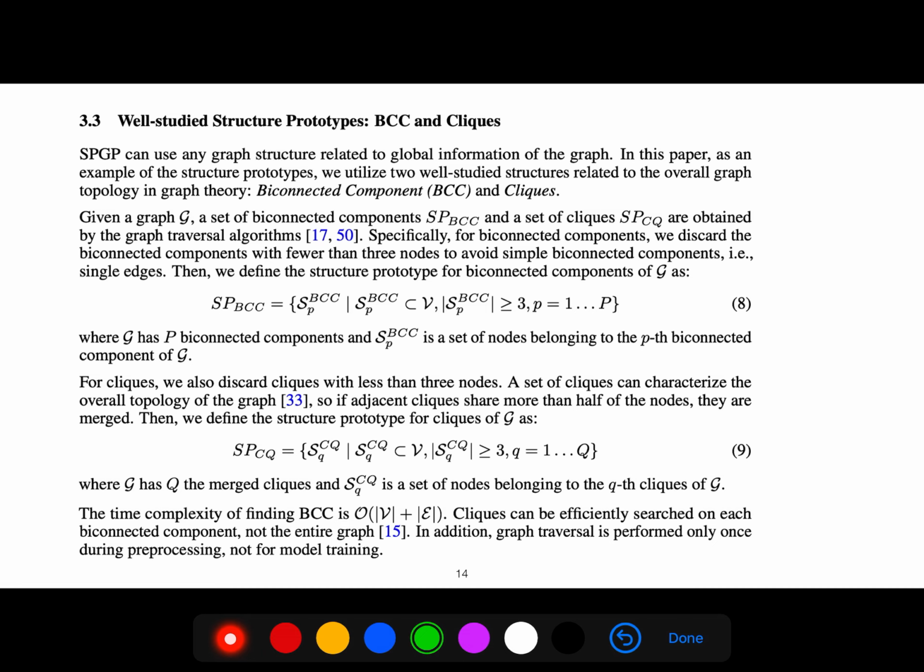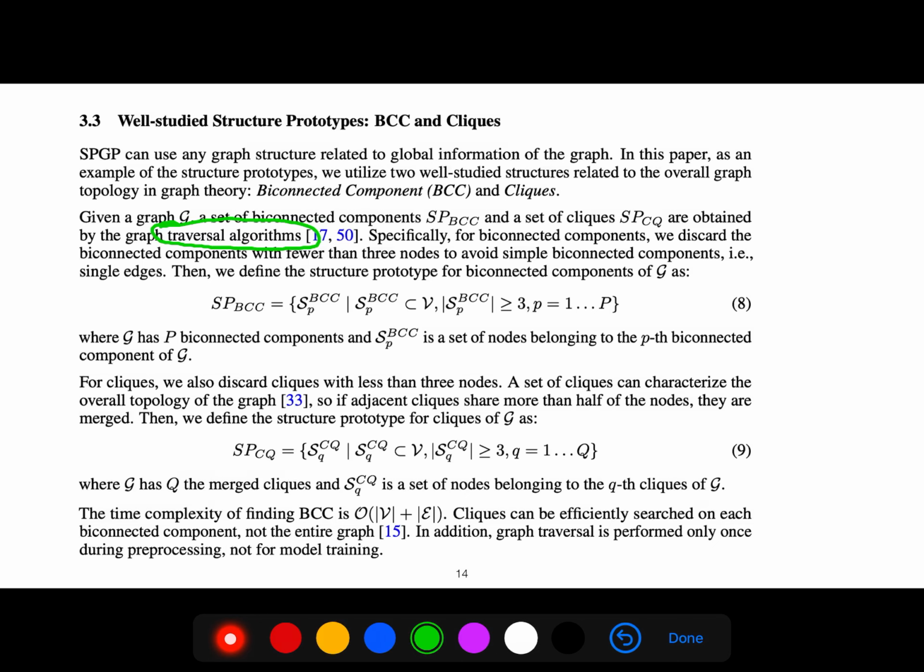It can use any graph structure related to global information. So in this paper, as an example of the structure prototypes, we utilize two well-studied structures related to overall graph topology, the bi-connected component and the cliques. A set of bi-connected components and a set of cliques are obtained by the graph traversal algorithm. So we assume that we have them, okay?